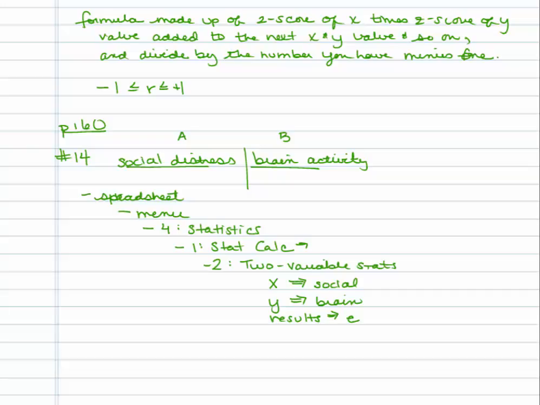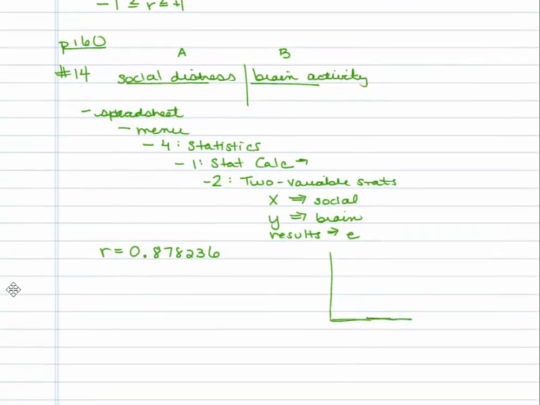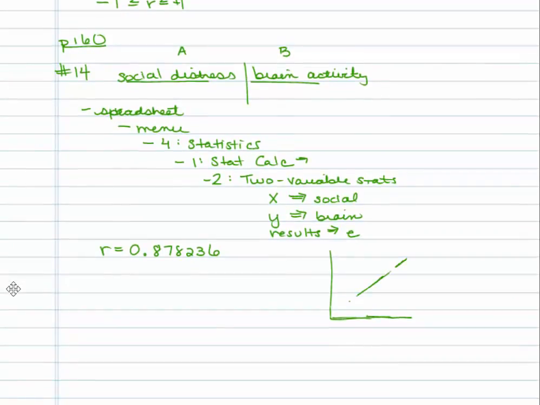And when you click enter, you actually will be able to get what the R value is. So for my R value, I got 0.878236. And I actually wanted to see what this looks like. I'm assuming for such a high number, because 1 is the biggest number you can possibly get, I'm assuming that the graph of it is going to be something similar to a nice tight line.